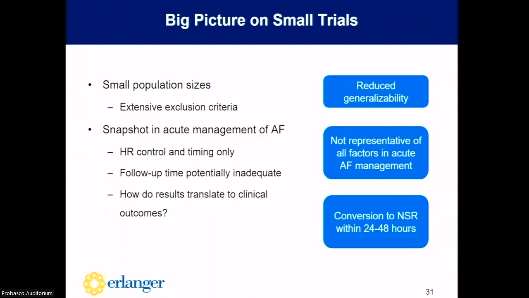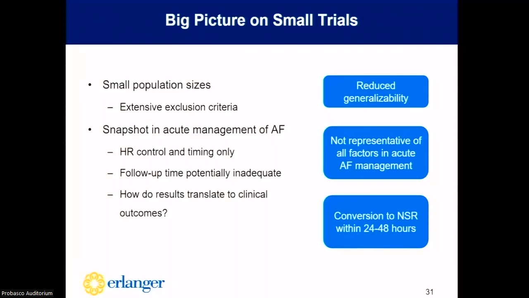So these are the two main trials looking at the use of these agents for acute heart rate management. And the big points that I want to stress here are that these were relatively small trials. They also had pretty extensive exclusion criteria, which reduces their generalizability. So some of the notable exclusion criteria included any patients with COPD. They excluded any patients that had diabetes, peripheral vascular disease. So a lot of our comorbid conditions that we're going to see in a lot of our patients here in the United States.